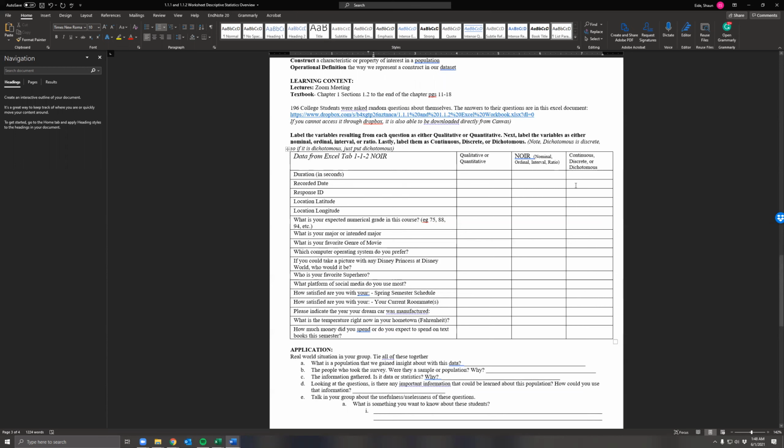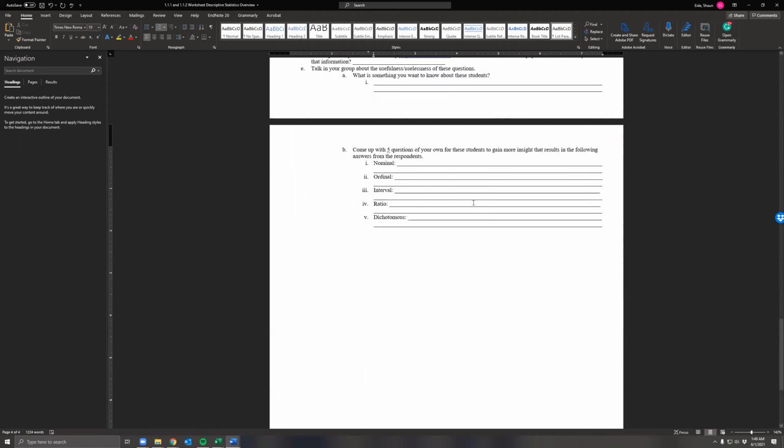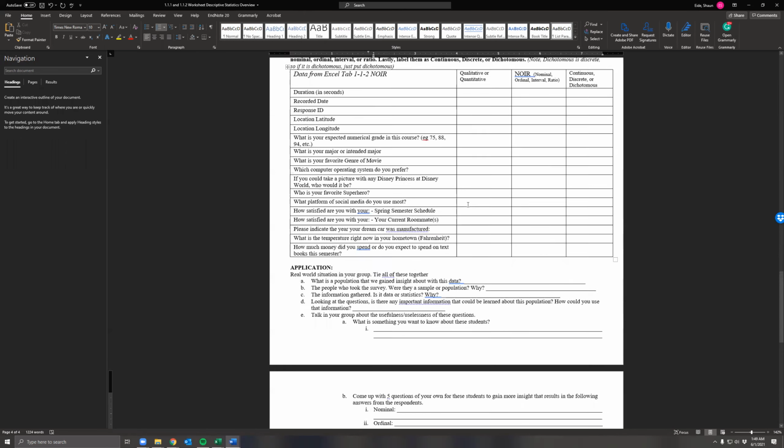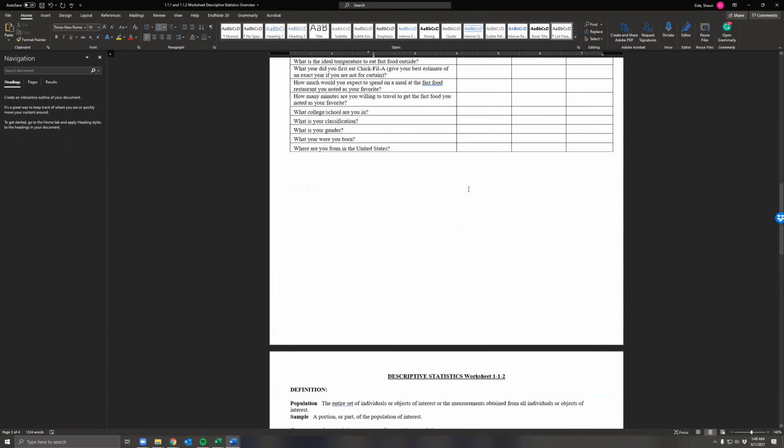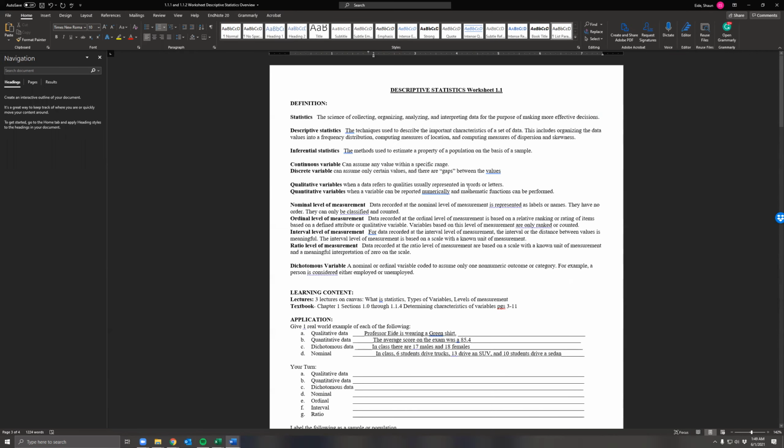There's also some information in your books about constructs. Those constructs are really important. However, I've opted not to cover that this semester just because of our abbreviated time period. So feel free to look through that, but you're not going to be tested on that. Other than that, that's pretty much all we've got for these two worksheets for the first couple days of class.